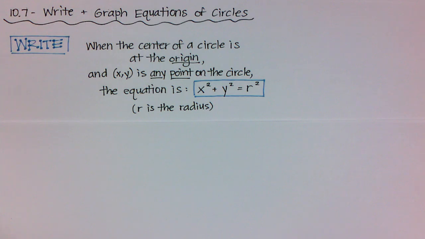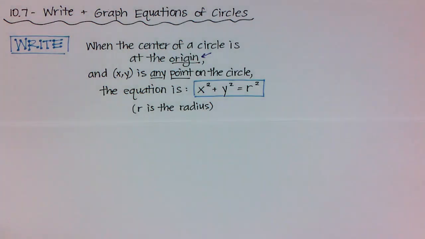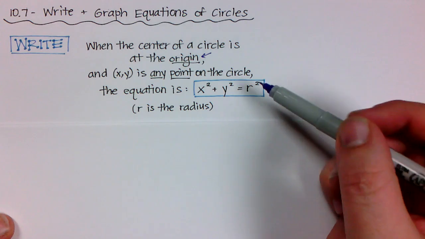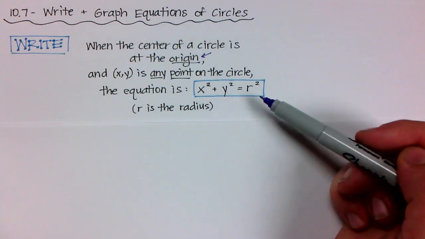Hello class, this is lesson 10-7 in your textbook, and today we're going to learn how to write and graph equations of circles. So first let's talk about how to write them. When the center of a circle is at the origin, that's the really important part, and x, y can be any point that you find on the outside of that circle, then this is the format for the equation: x squared plus y squared equals r squared, where r is the radius.